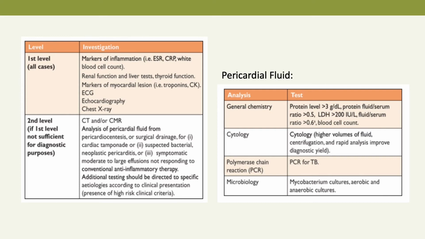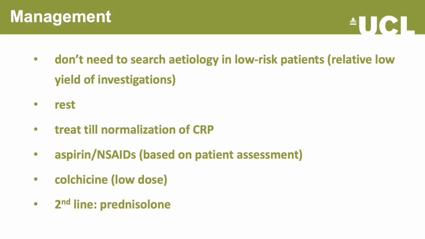So how do we manage simple pericardial disease? Well, most of the time you don't need to search for the etiology, particularly in low-risk patients, as performing vast quantities of viral screens will achieve little and have a relatively low yield. The patient needs to rest and be treated until normalization of the CRP, and usually the treatment is aspirin or non-steroidals, based on patient assessment and whether they can tolerate aspirin or non-steroidals, for example. You can alternatively use colchicine in low dose, and the second line of treatment is prednisolone.